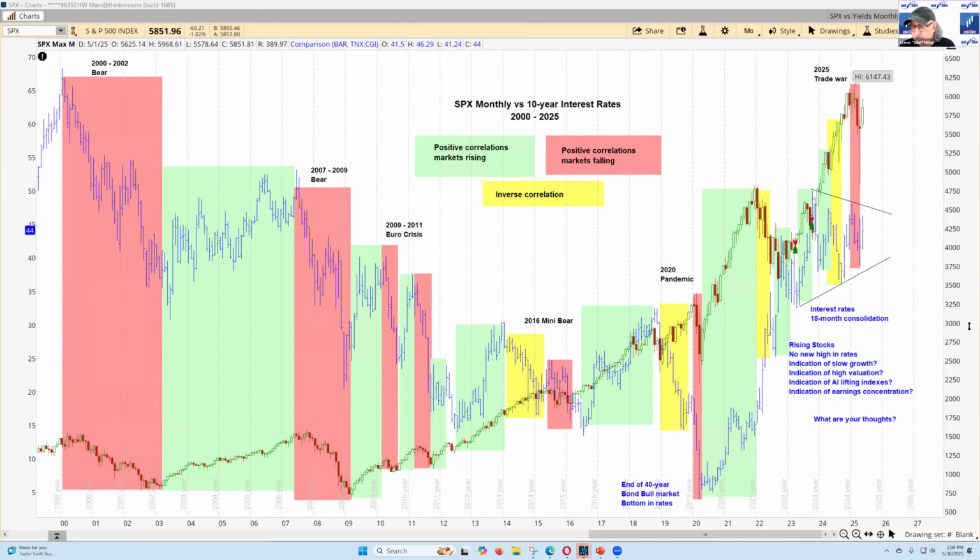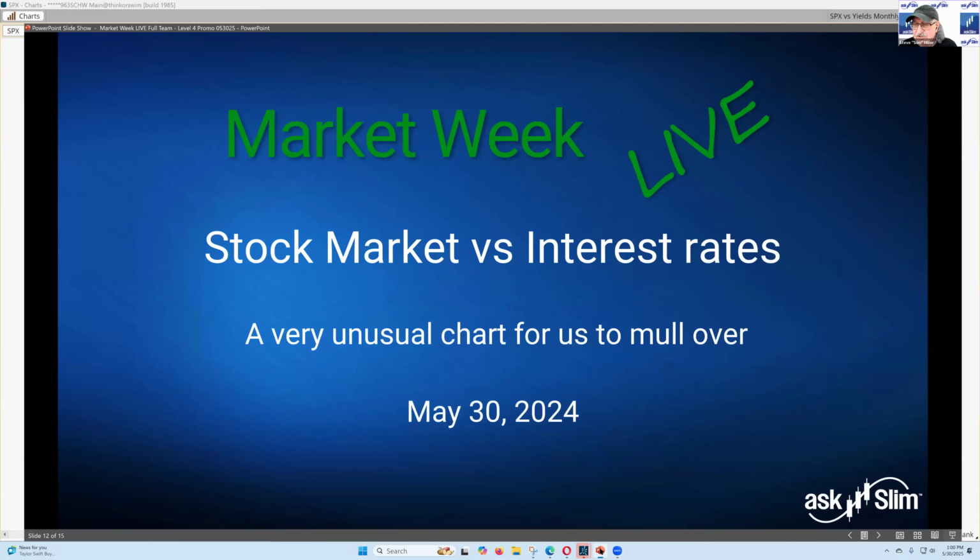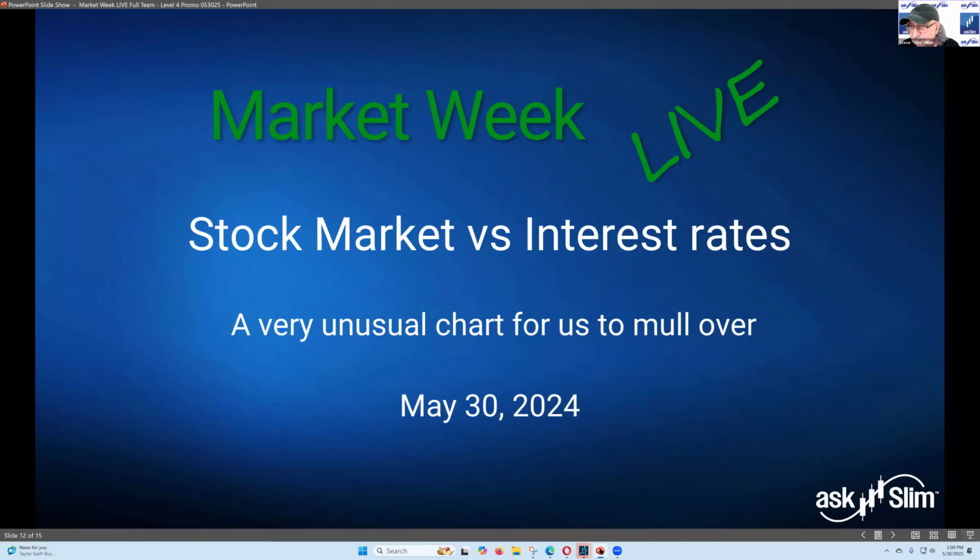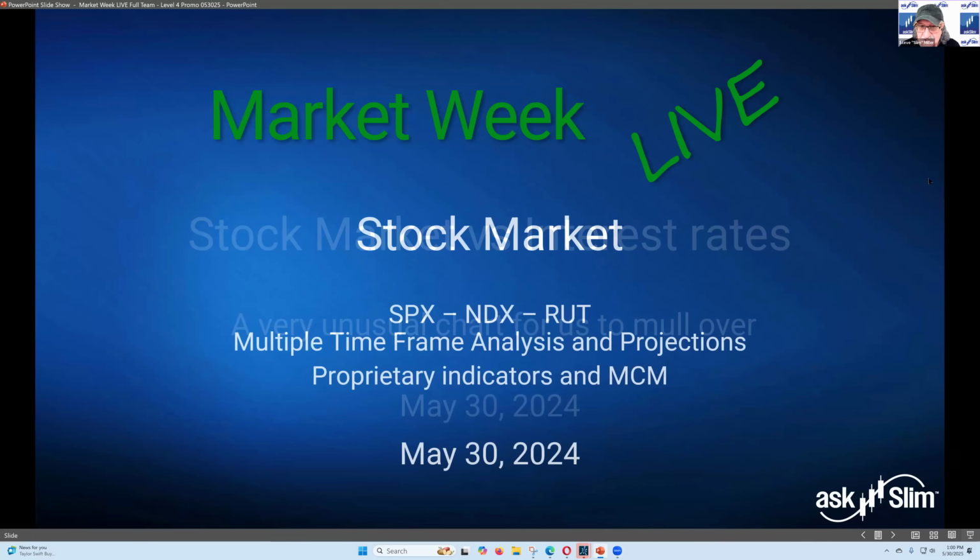Or will the stock market retreat in a big way and interest rates break down from this 18-month consolidation that they're in right now? That is what I'm going to show you on that. And I hope that you found that incredibly interesting as I did. I kind of wait for your comments on that to see if you can figure out what that means, because it means something and it probably means something big. So that's a look at that very unusual chart.